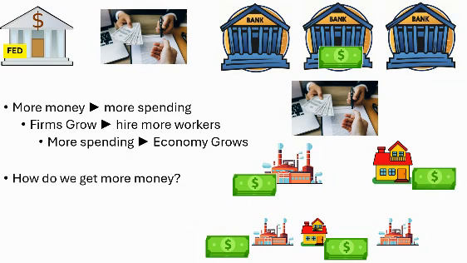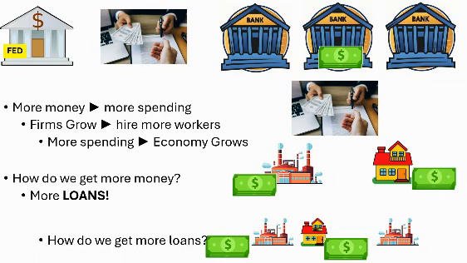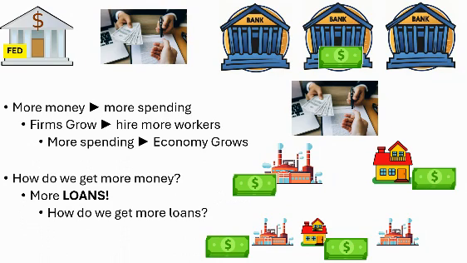So how do we get the money out there? How do we get more money into this system that you see on the screen? Well, you get more loans. The Fed does more loans, and if they do more loans, the banks can do more loans. That's more money for firms and households, and more spending. Yay, yay, yay. But how do we get more loans? Low interest rates. We'll explain this in a second.